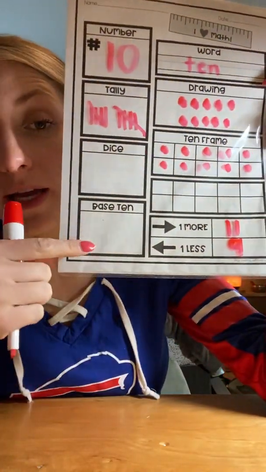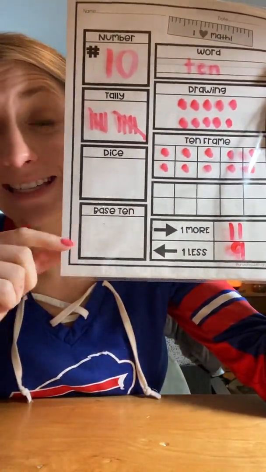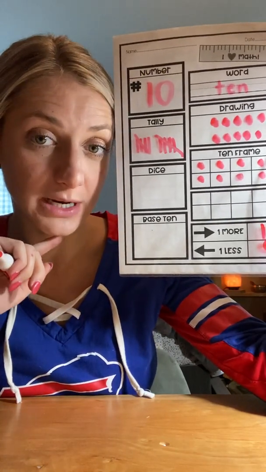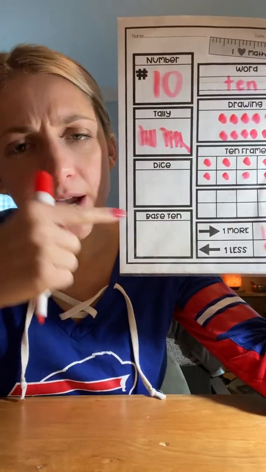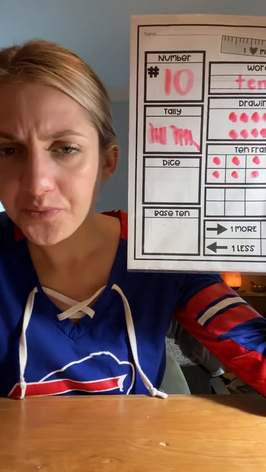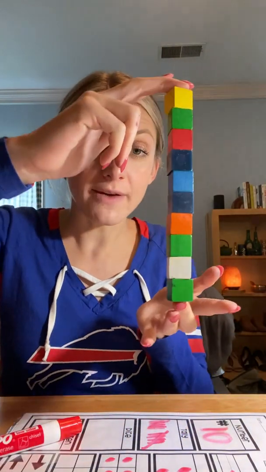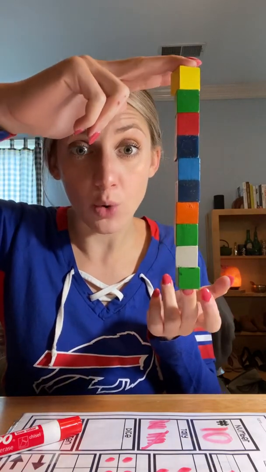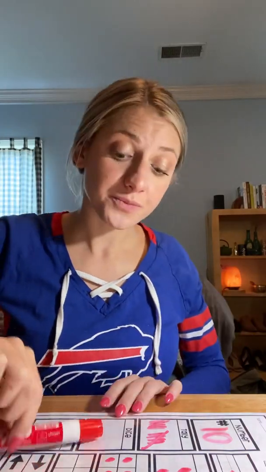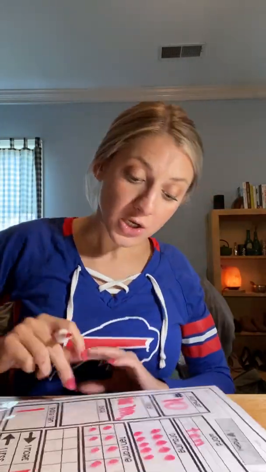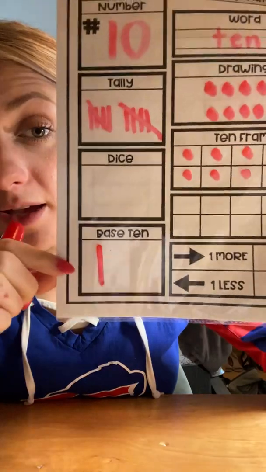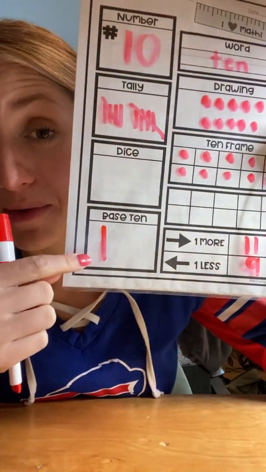Now we're going to go over here and we're going to do our base 10 blocks. Remember, yesterday is the first day we did this with 9, and we just had to draw 9 cubes. But today is special because we're at 10. So when we're at 10, we have our 10 cubes here, and we're going to show them in one straight line up and down. And we're going to know that is 10. So all I have to draw today is one line in my base 10 box.